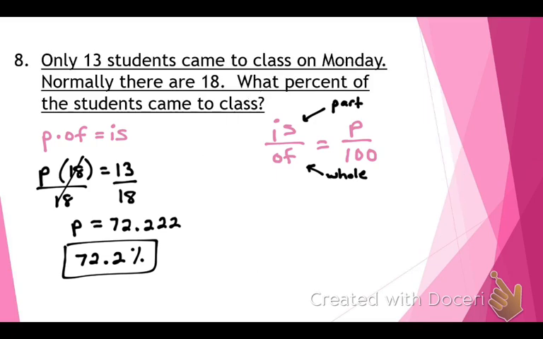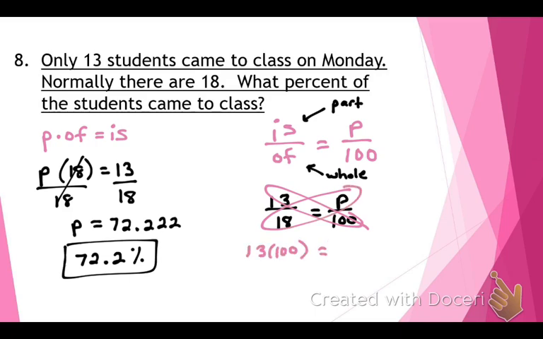Okay, now let's come over here and see if we can get the same answer working this way. What is my part that we're talking about? 13 is the part. Only 13 came to class. Out of what total or what whole? Students. Out of 18 equals p over 100. So for this, you're going to do cross products where you multiply it out like this. Okay, so we know 13 times 100 equals 18p. What's 13 times 100? 1,300.